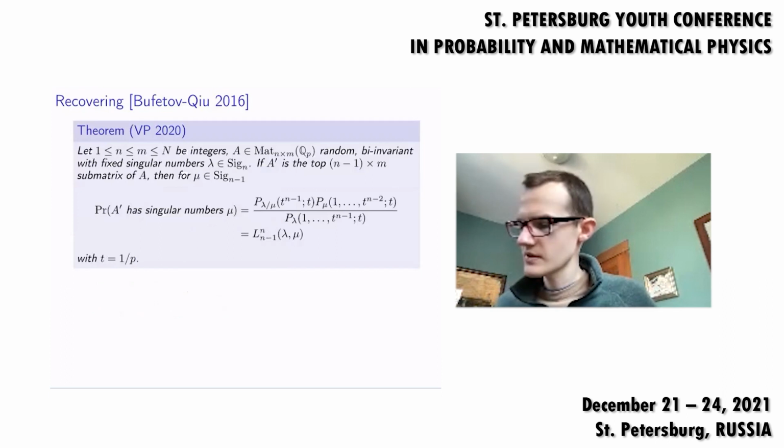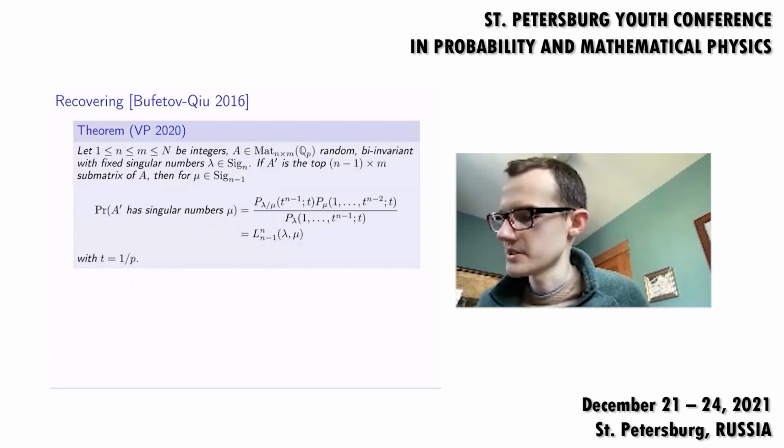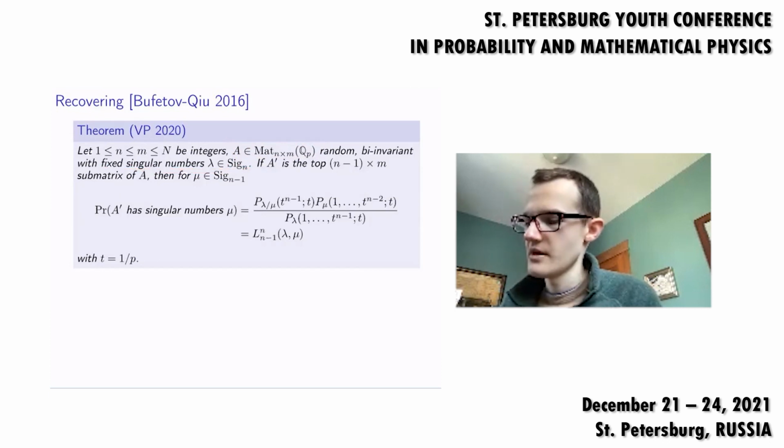And the last thing that we need to recover this result of Buffetov and Chu is the following result, which says, okay, let's suppose that I have n less than or equal to m. So I have this general rectangular matrix over QP. It's random and it's from this unique bi-invariant distribution, which has fixed singular numbers lambda. So this again is the one that I got by multiplying on the left and right by Haar matrices.